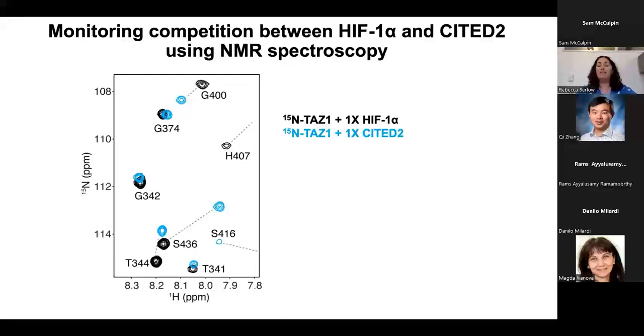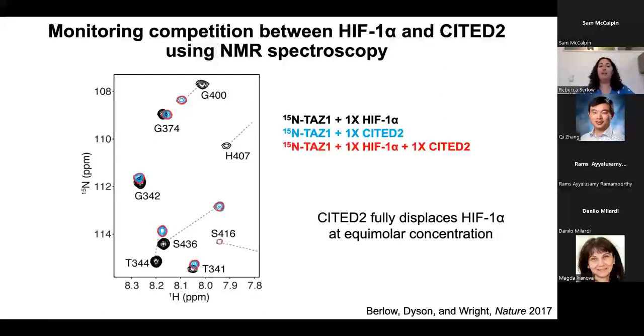And so then we did our big experiment, which was to mix a 1-to-1-to-1 mixture of N15 TAZ1, unlabeled HIF1 alpha, and unlabeled CITED2. And what we observed was quite surprising. And so this is the red spectrum shown superimposed on the HIF and CITED representative spectra or reference spectra. And what we saw was that we only observed resonances for this mixture of all three proteins that corresponded to the TAZ1 CITED2 complex.